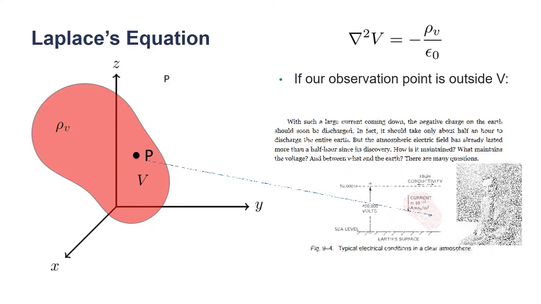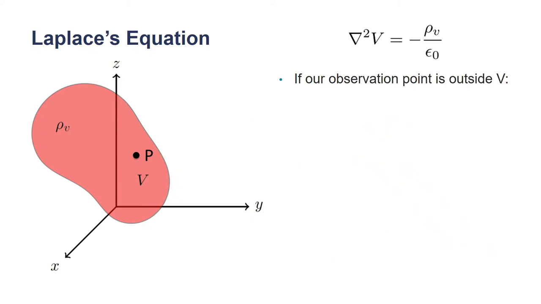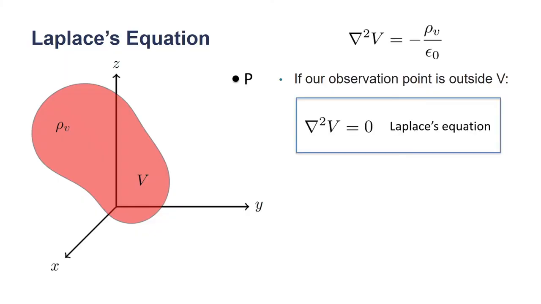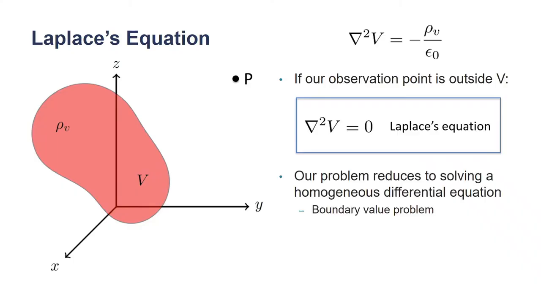If I take this field point, or observation point, and move it outside of this volume V to this point shown here, then at that point there is no volumetric charge density. So the right-hand side is 0, and we get the homogeneous equation that we're looking for. That equation, where the right-hand side is 0, is called Laplace's equation. It is a special case of Poisson's equation, and it holds everywhere outside the source region.